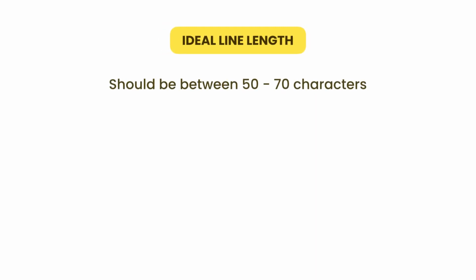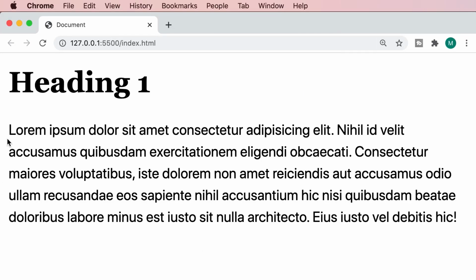Well, research shows that the ideal line length is between 50 to 70 characters. If you have fewer or more characters in each line, reading the text is going to be harder. Imagine if each line had only 5 characters. Our eyes had to constantly move like this. Or if you had lines that were way too long, with so many characters, our eyes had to go from the left to the right side of the screen and then come back to the left. It's really hard to read text like that. So the ideal line length should be between 50 to 70 characters.